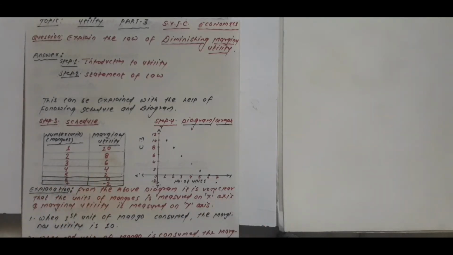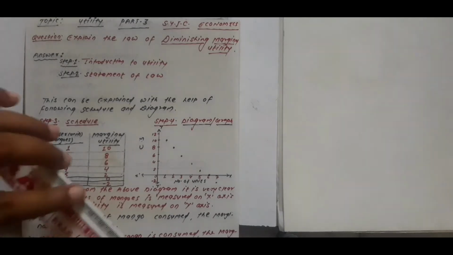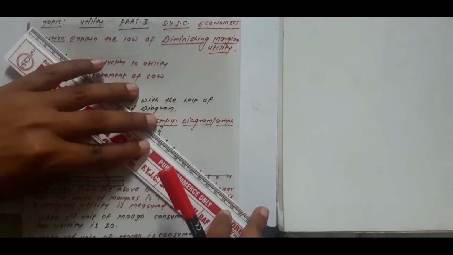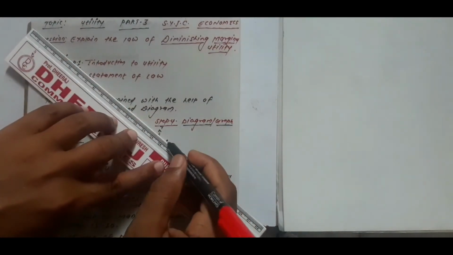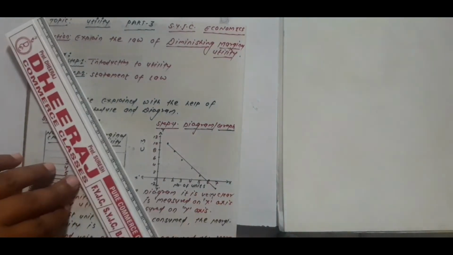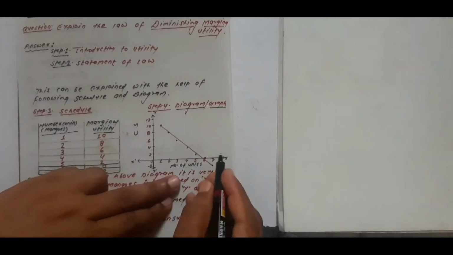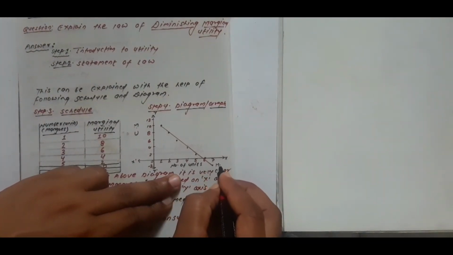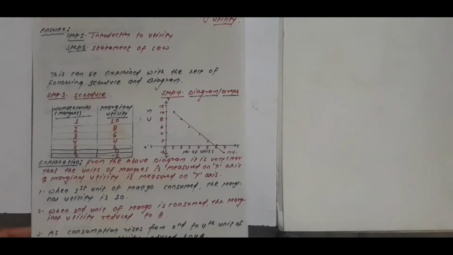Now after this, take a scale and draw a line by joining these dots. So this is the line of MU, and here you can give a proper name. Here is MU. So this is a diagram, a very easy diagram that you can prepare.